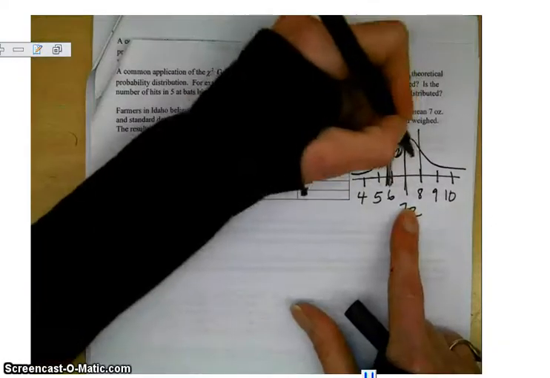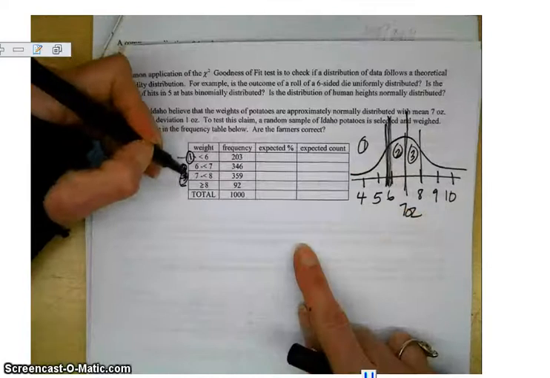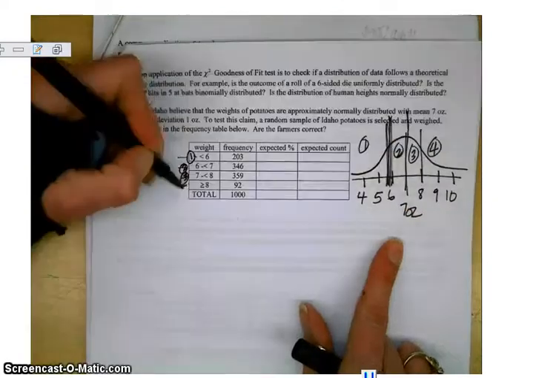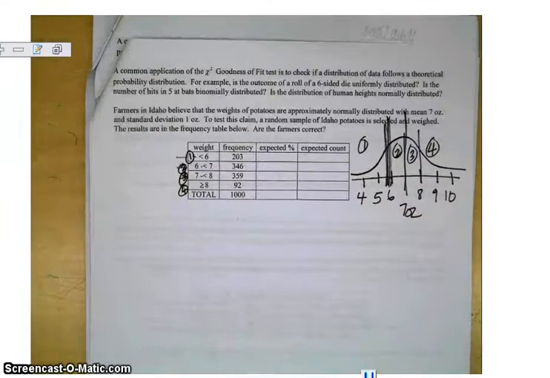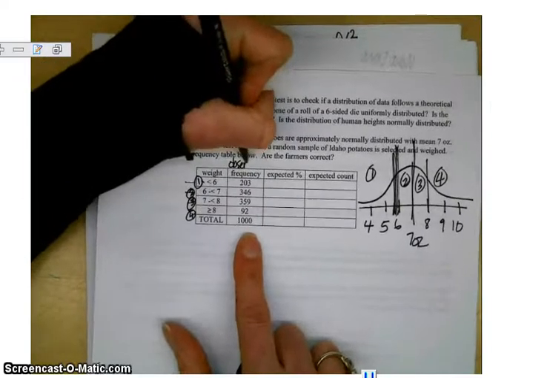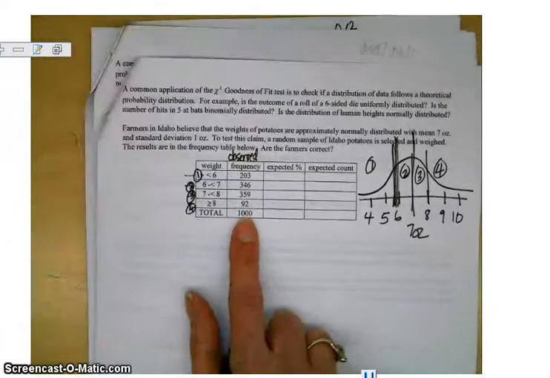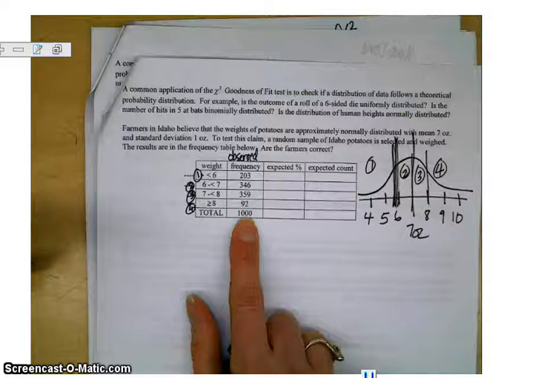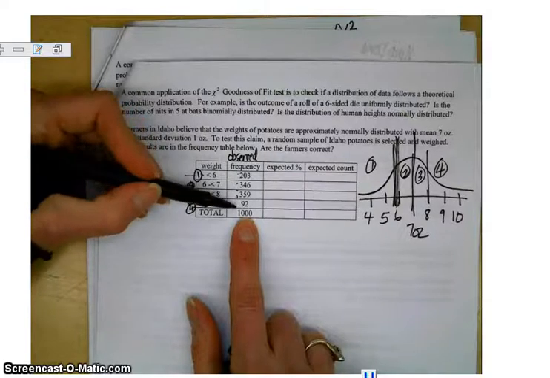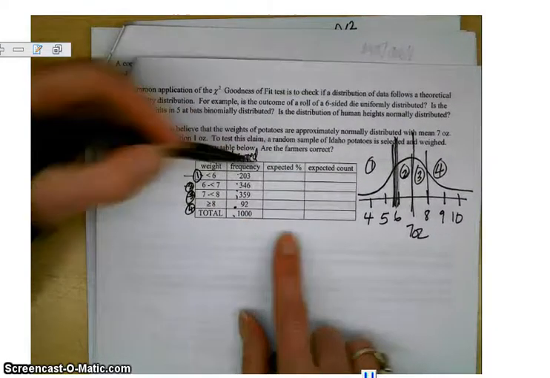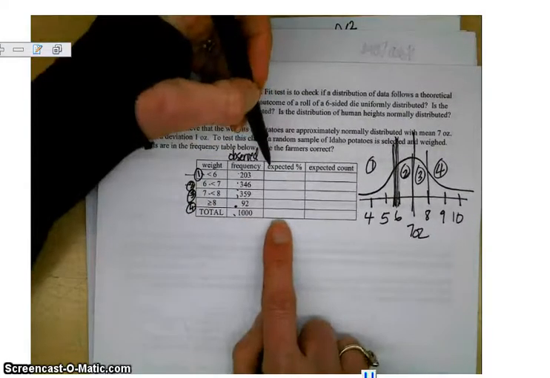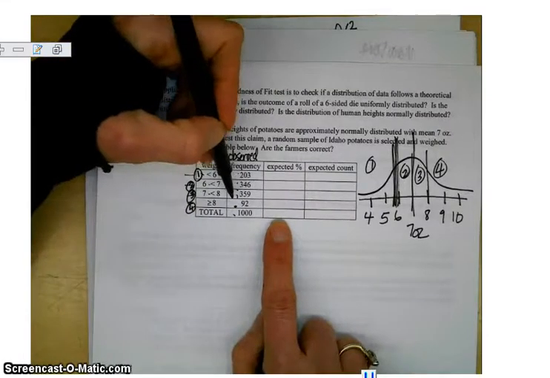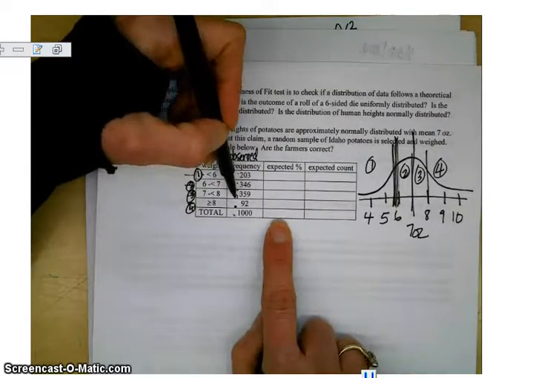This is number 3, and this is number 4. The reason I'm doing this is because we have what are called the observed counts right there. Our data is what we observed. So in each of these categories, that's what we observed out of 1,000. We want to figure out what we would expect the percentage in each of these categories to be if this were a normal distribution?